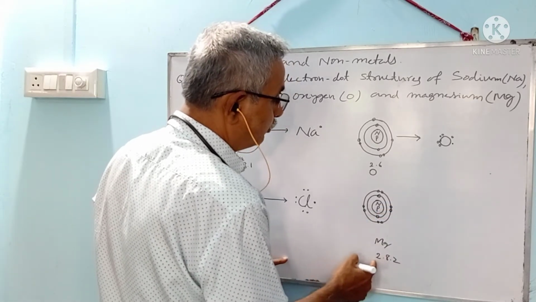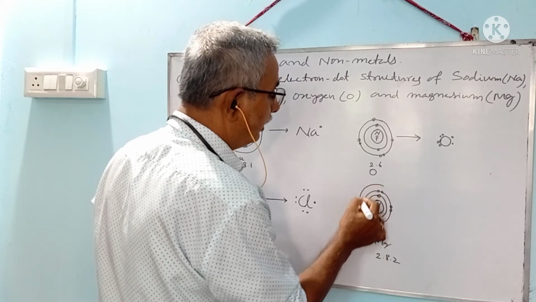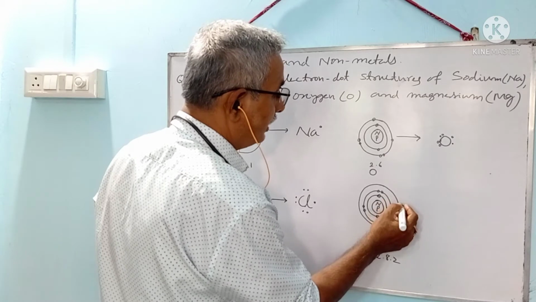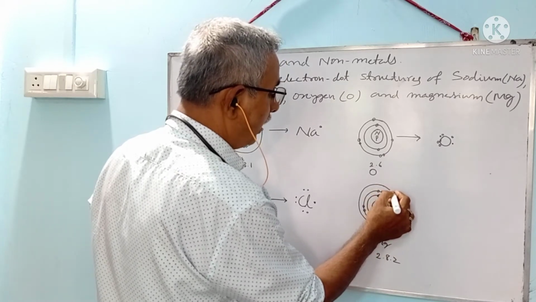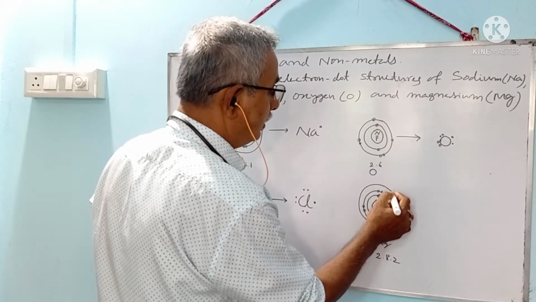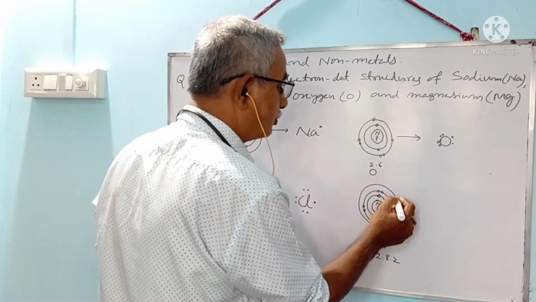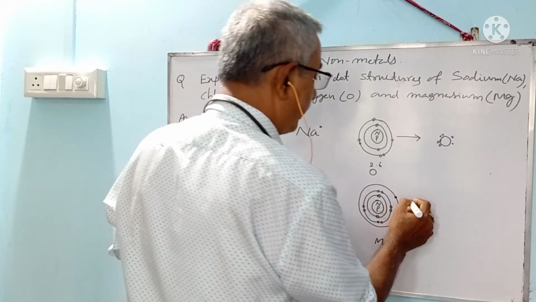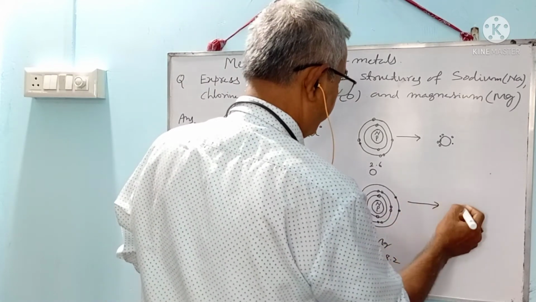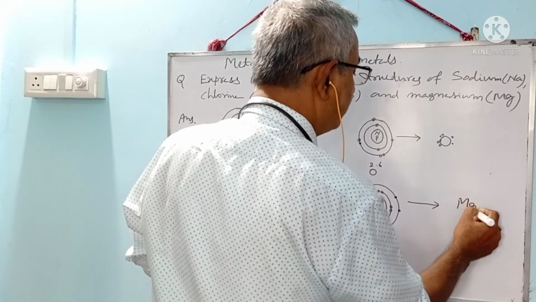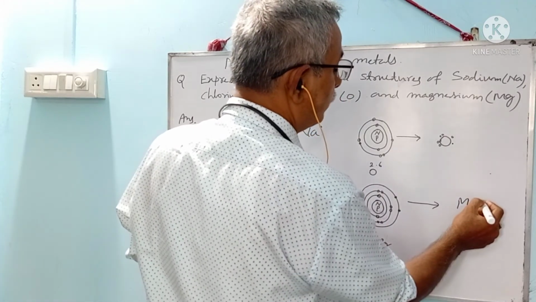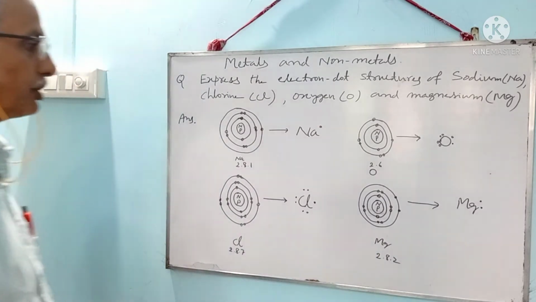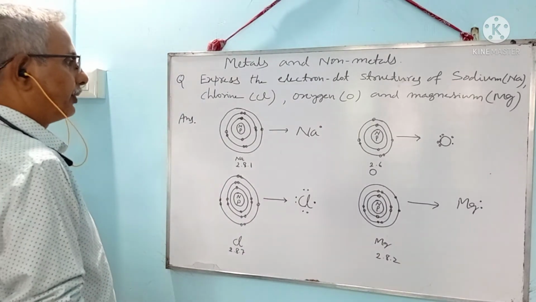Now 8 to 10 has gone already. Now what is left? In the last shell there are 2 electrons. You can write it like that. Magnesium you write like that, and 2 electrons you write here. So this is the electron dot structure of magnesium.